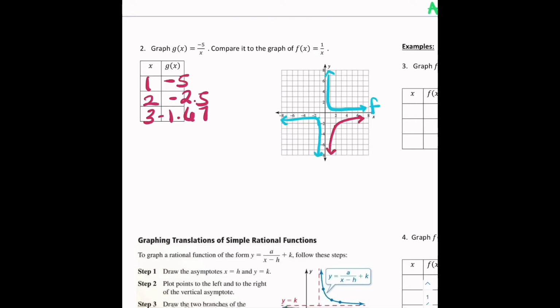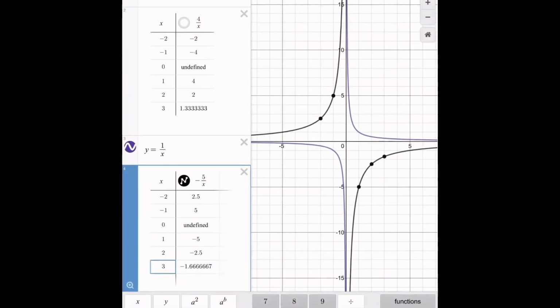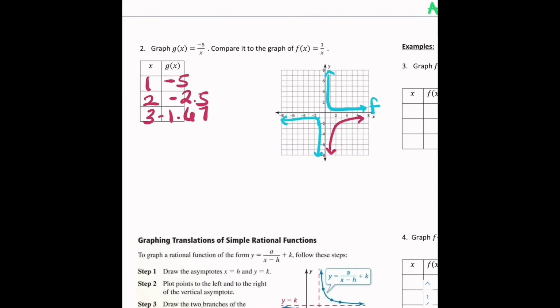And think back to example 1 and what happened when we were looking at the negative values. So you can also check Desmos to see what's happening. So we had positive 1, negative 5, and then we have negative 1, positive 5. So the negative is now positive. So let's make sure when we plot these points that we're switching the signs.